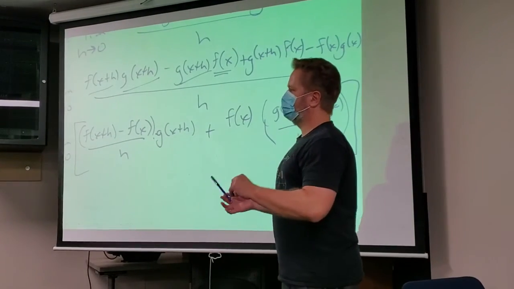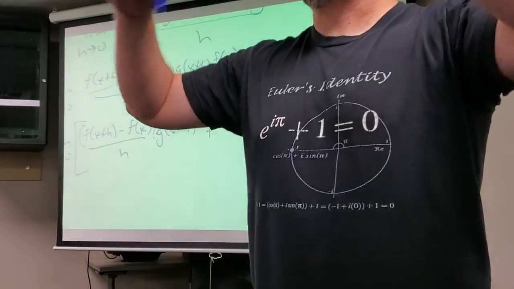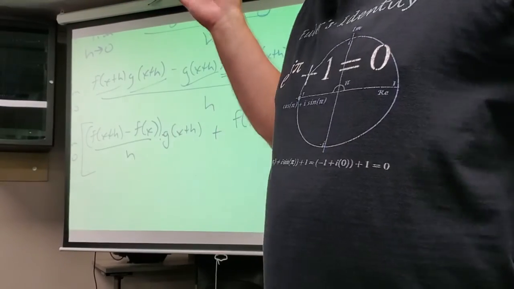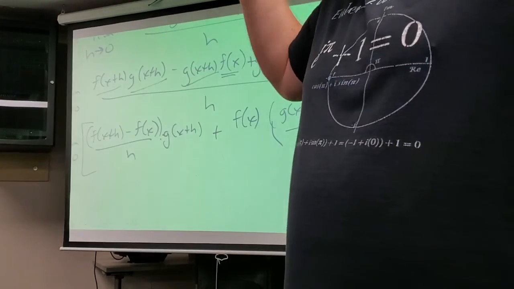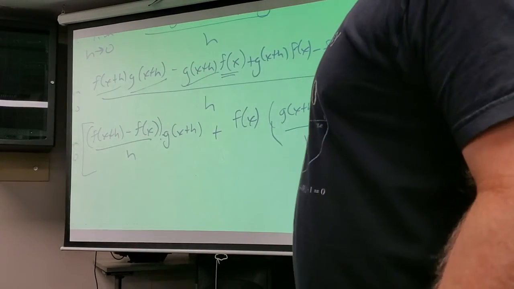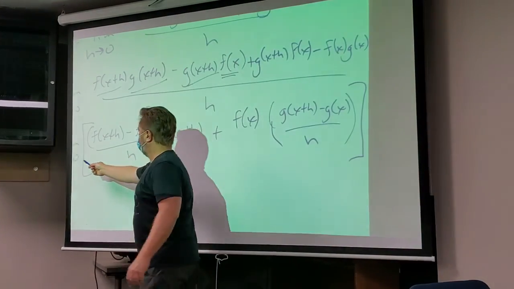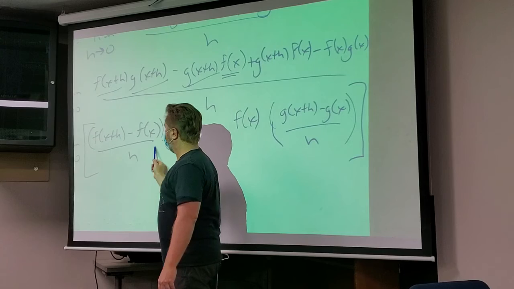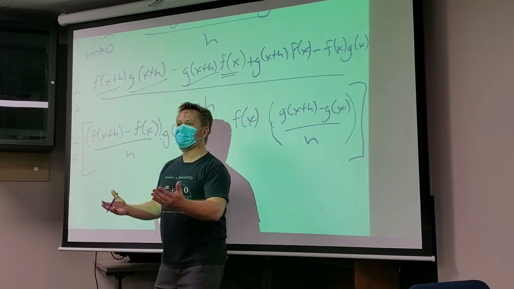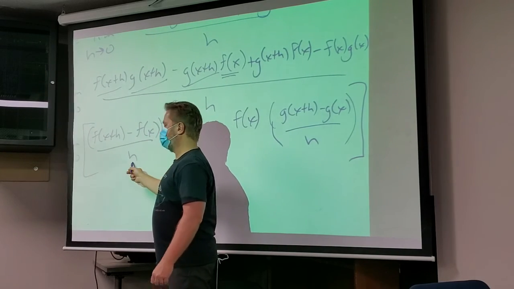And again, I don't know how many times I could say this. There is no reason you would even think to do this. Because you don't even know it was something that would be useful, let alone that you would ever want to do. Add and subtract the same thing. But what did I just uncover? What's the limit of this? What is this the definition of? The limit as h goes to 0 of f of x plus h minus f of x over h. That is what?